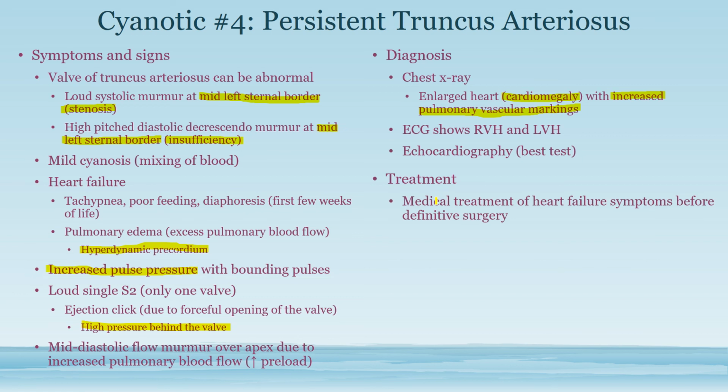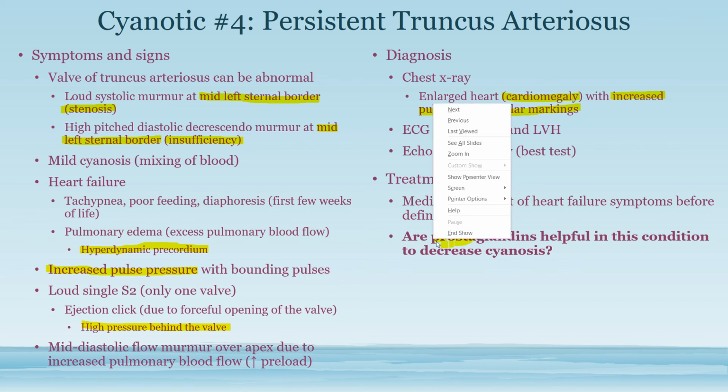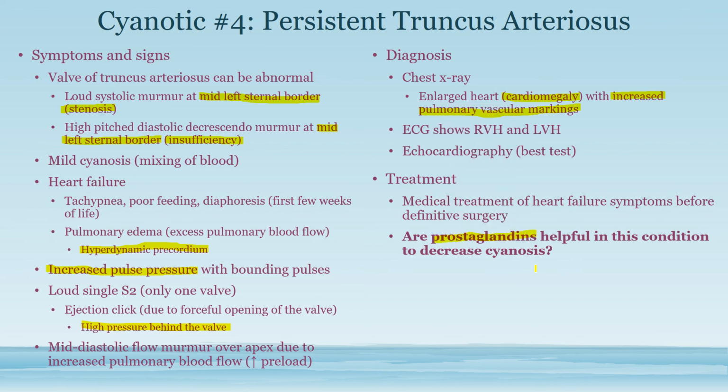Treatment: always do medical treatment of heart failure symptoms and stabilize the infant before surgery to reduce mortality. And one important question to go back to is, would prostaglandins be helpful in this patient's condition? No, it wouldn't. You don't need a PDA if the pulmonary artery and the aorta are already connected as a Truncus Arteriosus. So this is a condition where prostaglandins would actually not be useful. All right, key thing to know.